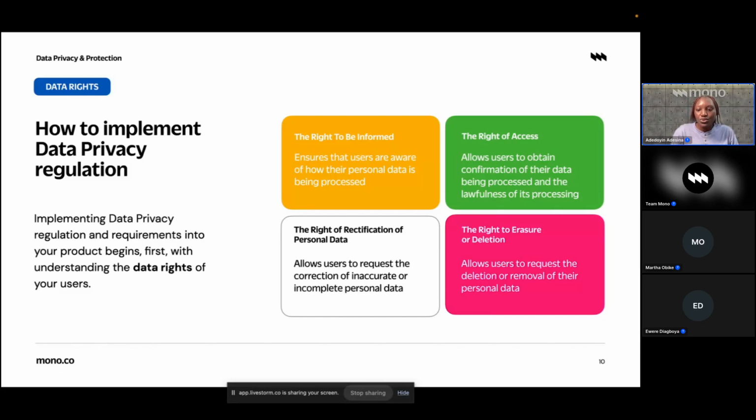Also, the right of rectification of personal data. This is one of my personal faves because this right empowers individuals to request, let's say there has been an inaccuracy, maybe your middle name is your first name, or you get married and your name changes, or maybe your means of identification has expired and you want to rectify that or update the information that a business has of you. So it should be a seamless process.